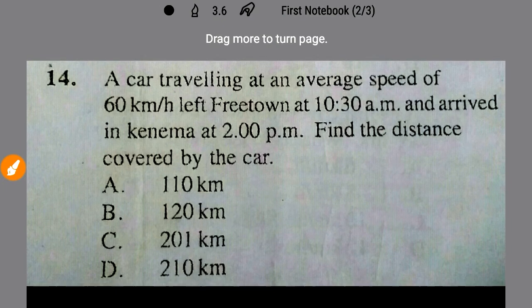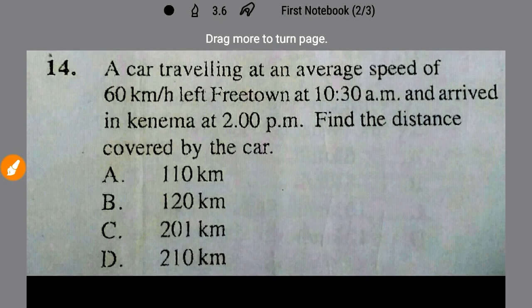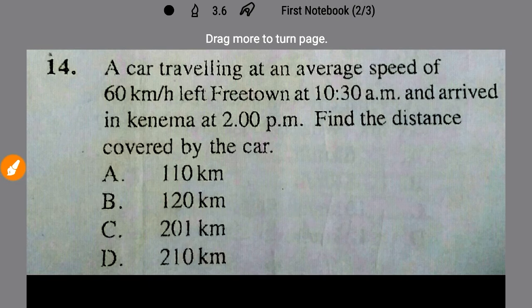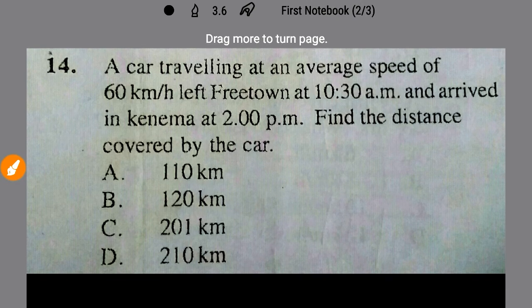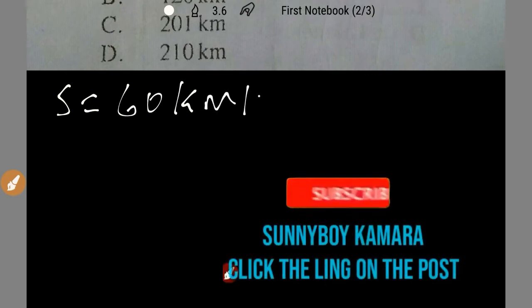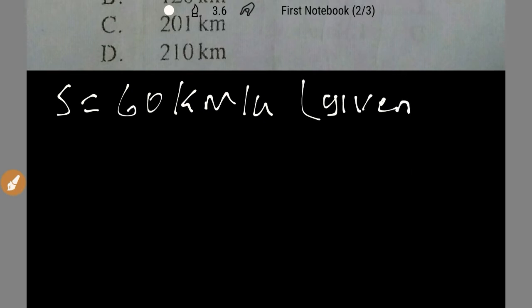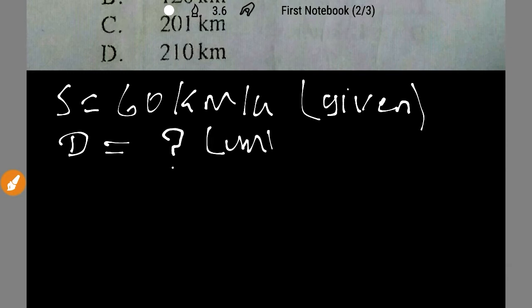Question number 14. A car traveling at an average speed of 60 km per hour left Freetown at 10:30 a.m. and arrived in Kenema at 2 o'clock p.m. Find the distance covered by the car. The speed is equal to 60 km per hour and it is given to us. The distance, D, is not given to us, so we put question mark and we write unknown.